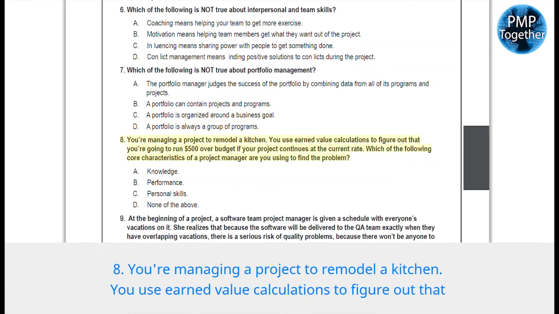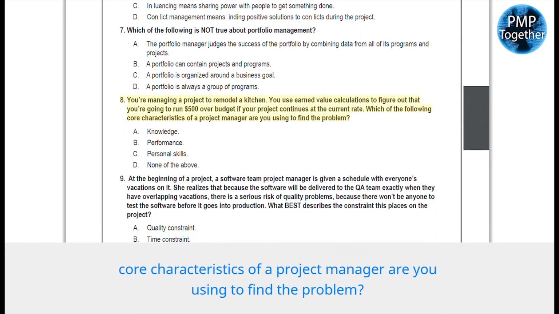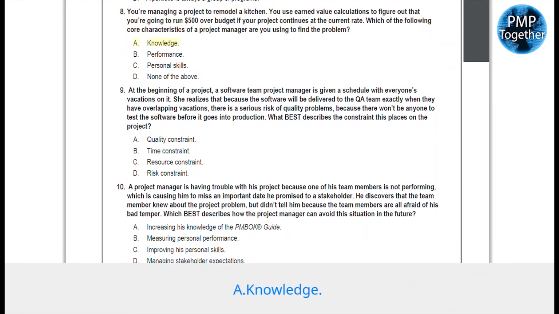8. You're managing a project to remodel a kitchen. You use earned value calculations to figure out that you are going to run $500 over budget if your project continues at the current rate. Which of the following core characteristics of a project manager are you using to find the problem? A. Knowledge. B. Performance. C. Personal skills. D. None of the above.